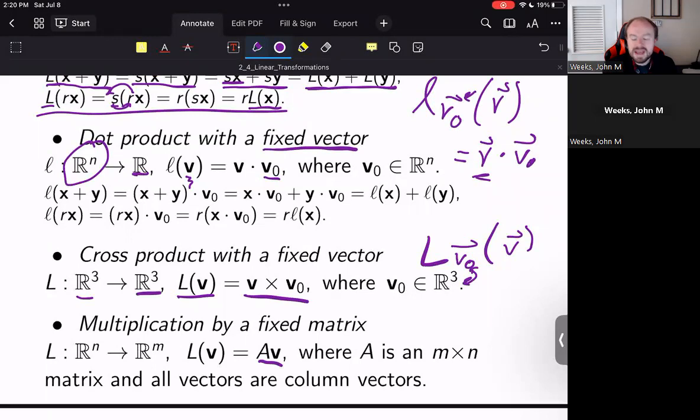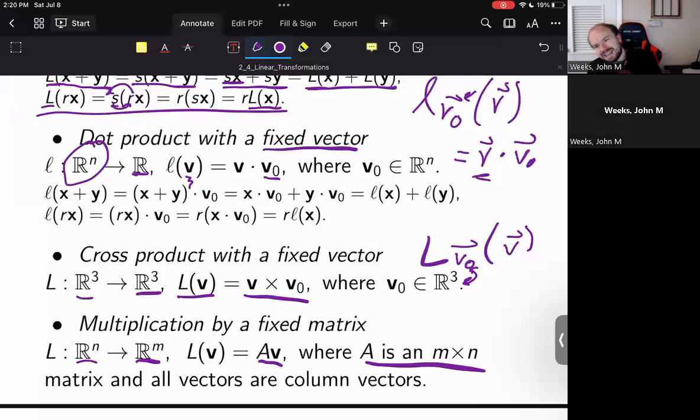Multiplying by a matrix is a linear mapping, my bad, not a linear functional, between Rn and Rm whenever A is an m by n matrix. So all of these are examples of linear mappings. We can just go through and check the conditions on each of these to see that scalars work very nicely with each of these sorts of operations.